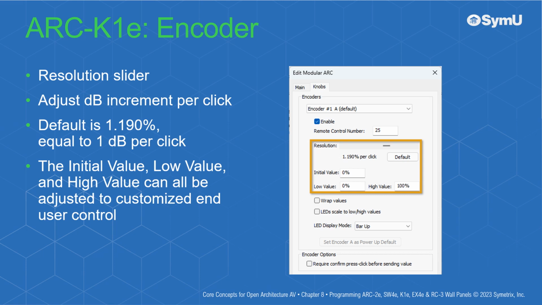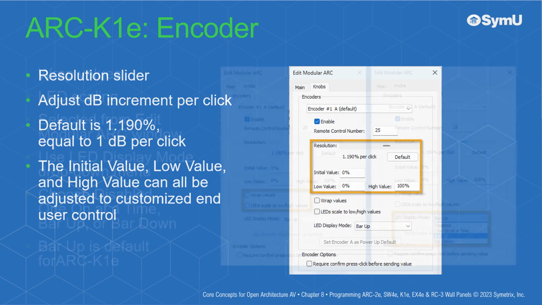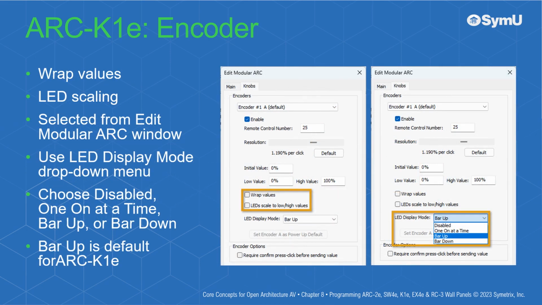Use the resolution slider to adjust the dB increment per click. The default is 1.190% and is equal to 1 dB per click. The initial value, low value, and high value can all be adjusted to customize the amount of end-user control. Wrap values and LED scaling can be selected from the Edit Modular ARC window.